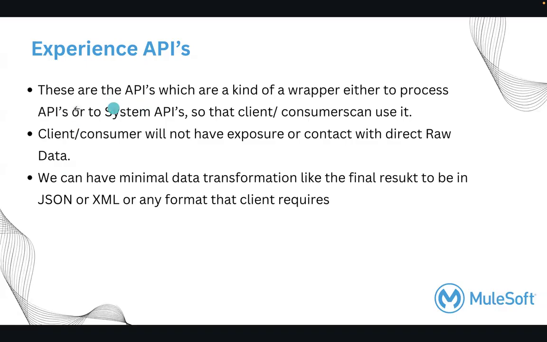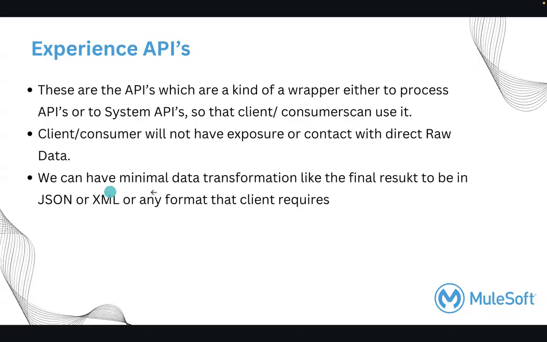That's all, Harish. Experience layer APIs are a kind of wrapper either to process APIs or to the system layers, so that the client or consumer can use it. Whatever we are producing is the actual data from the system layer to the process layer, and we aggregate it, and only that data we send to the client. The client or consumer will not have exposure or contact with the direct raw data.